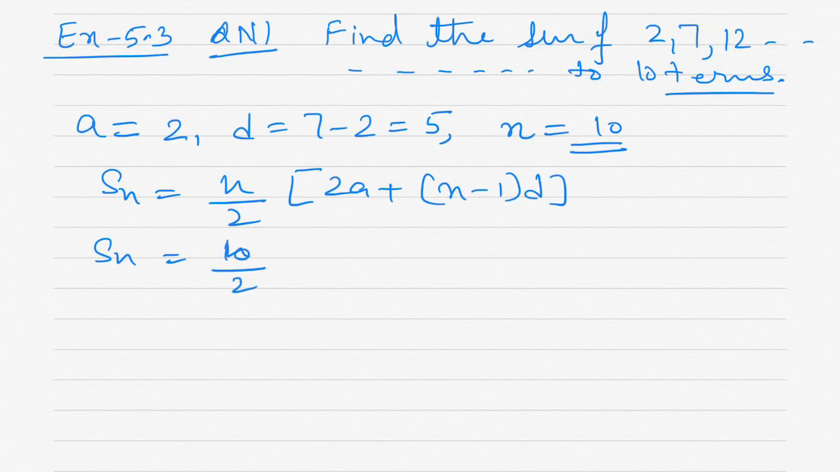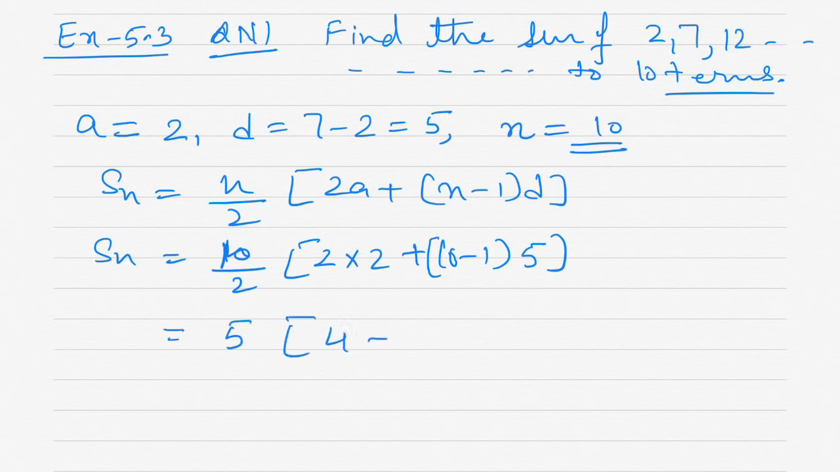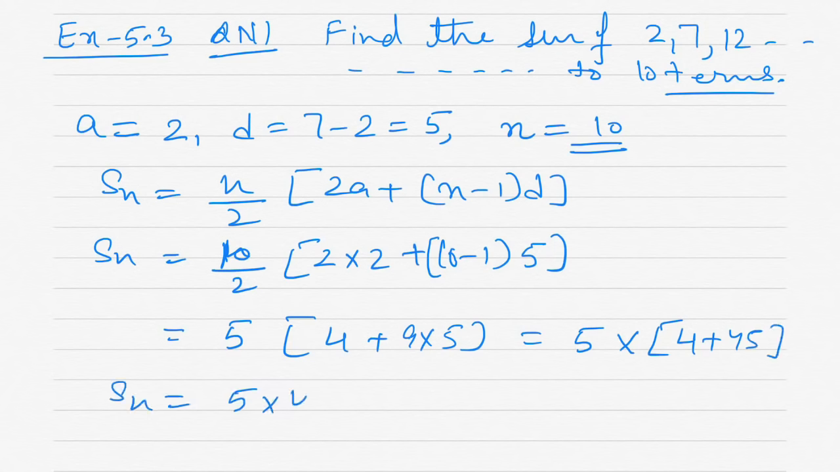N is 10 by 2, into 2 into 2 plus 10 minus 1 into d, which is 5. So it is 5 into 4 plus 9 into 5. So it is 5 into 4 plus 45. So Sn is equal to 5 into 49, which is equal to 245. Therefore, the sum of the first 10 terms of the given list of numbers is 245.